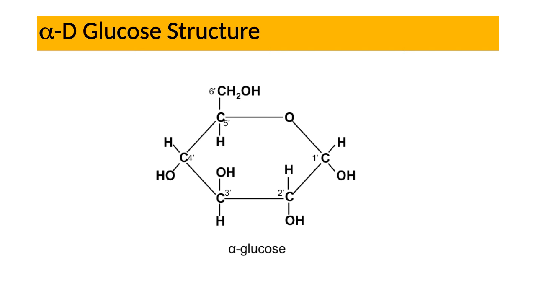So you can see from this structure, the first carbon or C1 is located next to the right side of the oxygen, and then C2 is next to it, and so on until C5, and there is a branch that has the C number 6.